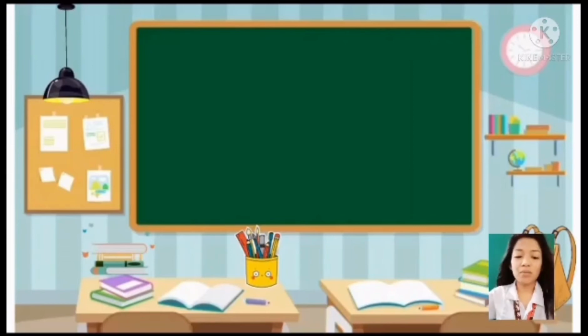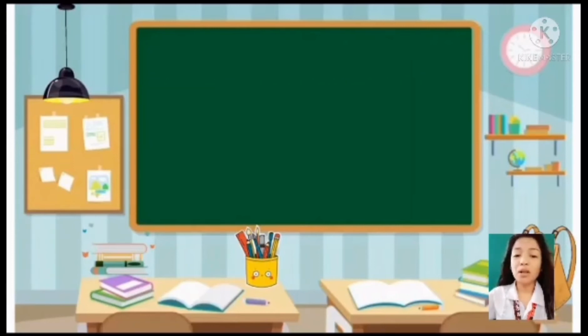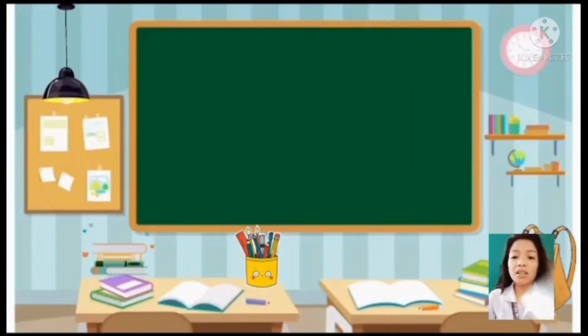The second is to provide opportunities for learners to experiment and try out what they know. This opportunity will also help learners to discover their capacity for thinking. The third one is to provide opportunities for learners to develop both accuracy and fluency. This opportunity again helps learners to progress in their quality of being correct or precise and their condition of being fluent.